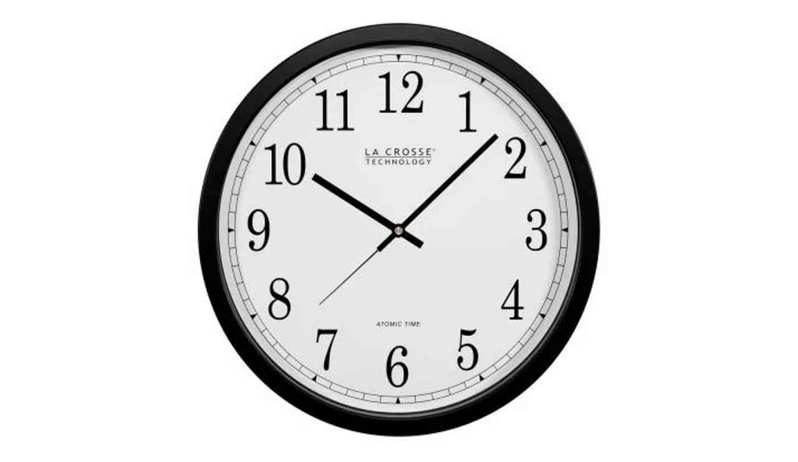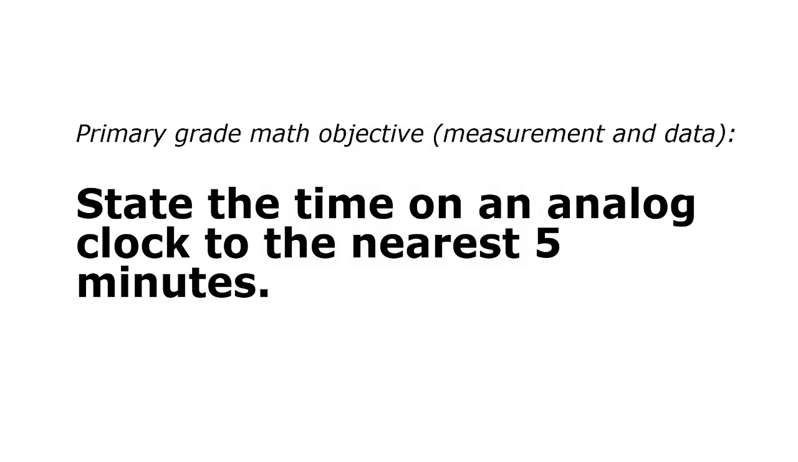And I'm going to pay special attention to something that students have sort of traditionally struggled with on this exam. And that's really going to be the focus of this exam review. So let me just jump right in and point that out to you. First of all, I want to point out that my examples are going to deal with a primary grade objective that addresses something related to time. And here's the objective. Again, this is a primary grade math objective. And the objective is: state the time on an analog clock to the nearest 5 minutes.